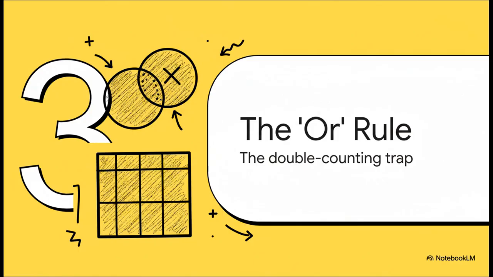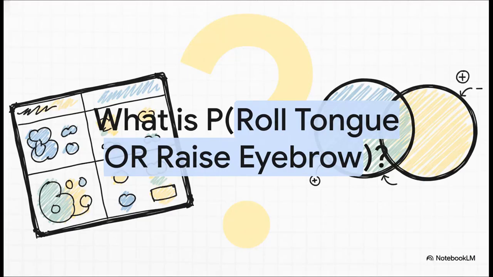All right, we've got the basics down. Now it's time for the main event, calculating those tricky OR probabilities and learning how to avoid that nasty double counting trap. So let's go back to our practice problem. What is the probability that a student can roll their tongue or raise an eyebrow? Now, this is where things get interesting.